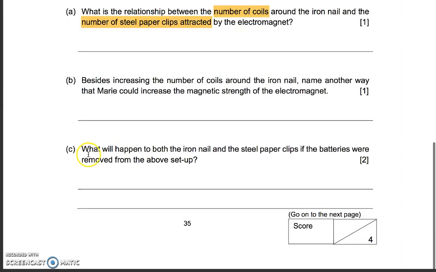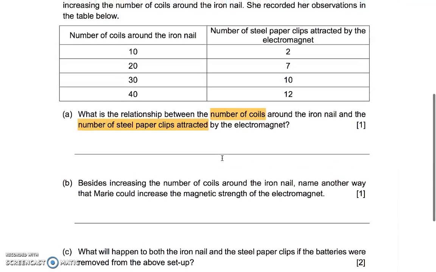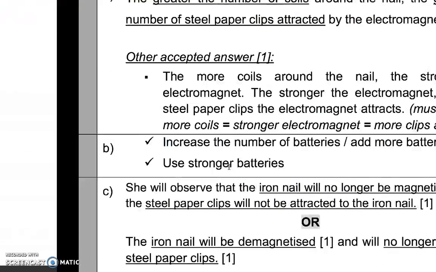Okay, see what will happen to both the iron nail and the steel paper clips if the batteries were removed from the setup. So if you were to remove the batteries, what will happen to the iron nail and the paper clips? So without the batteries, the iron nail is not an electromagnet and is not a magnet. So because of that, it's not able to attract the steel paper clips. And this is because the iron nail will become demagnetized, or the iron nail will not become magnetized. Okay, so this is the answer for C.